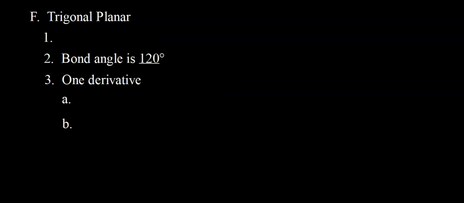Next up, we have trigonal planar. That's pronounced trigonal, which is AX3. So we have a central atom and three atoms bonded to the central atom. The furthest away that those electron pairs can get from each other is 120 degrees. There's one derivative of the trigonal planar geometry.